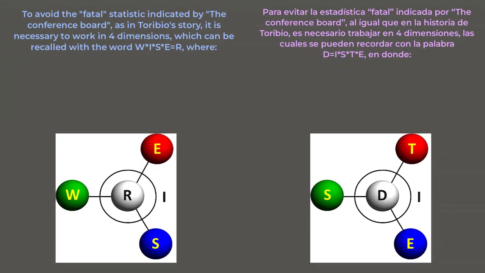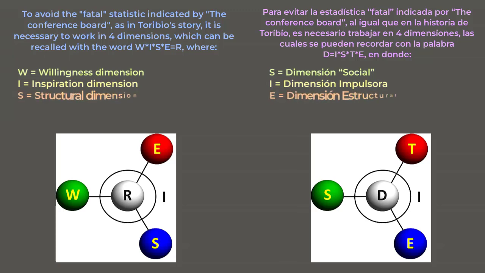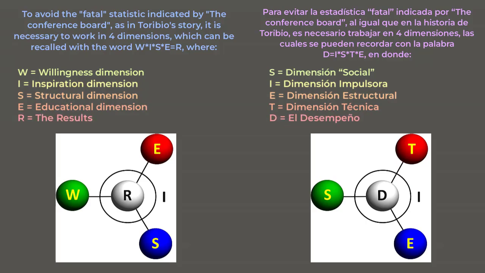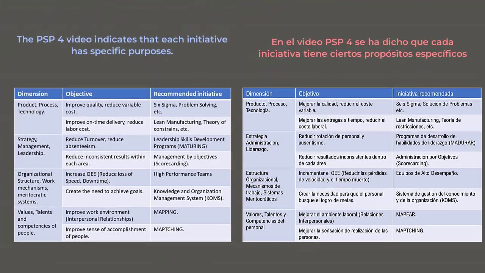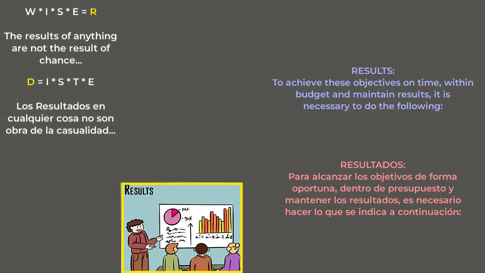To avoid the fatal statistics indicated by the Conference Board, as in Toribio's story, it is necessary to work in 4 dimensions, which can be recalled with the word WISER, where W is the willingness dimension, I the inspirational dimension, S the structural dimension, E the educational dimension, and R is the results. In the PSP4 video, it is indicated that each initiative has specific purposes. To achieve these objectives on time, within budget, and maintain results, it is necessary to do the following.